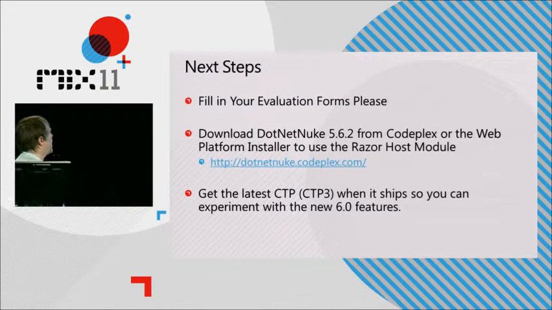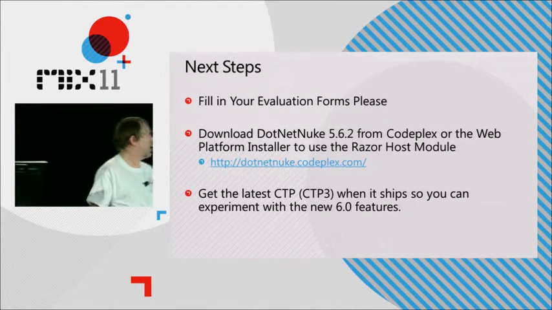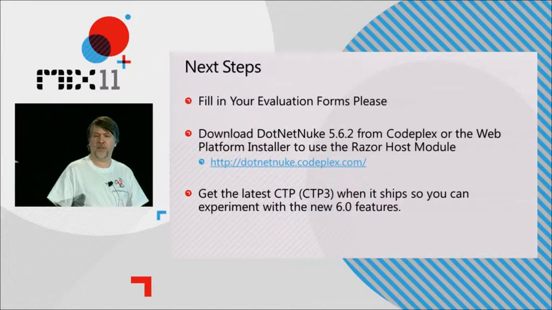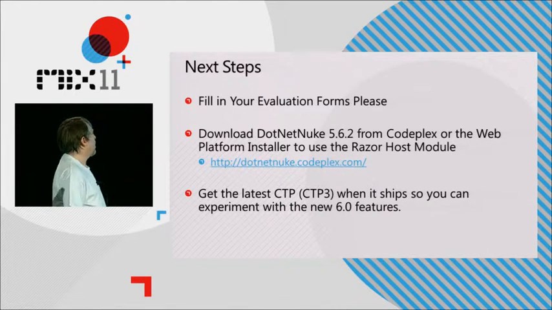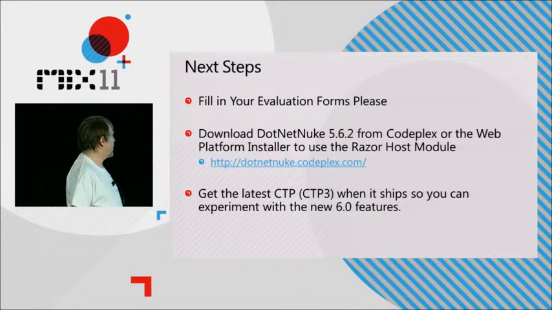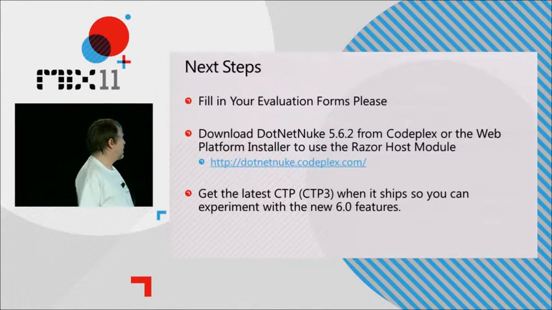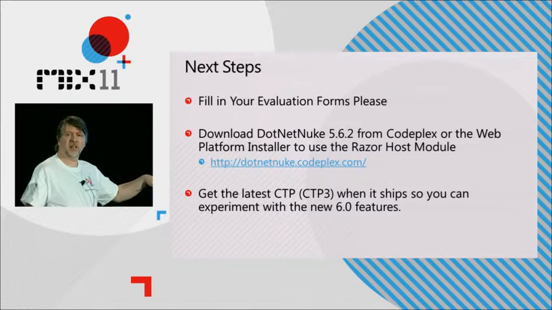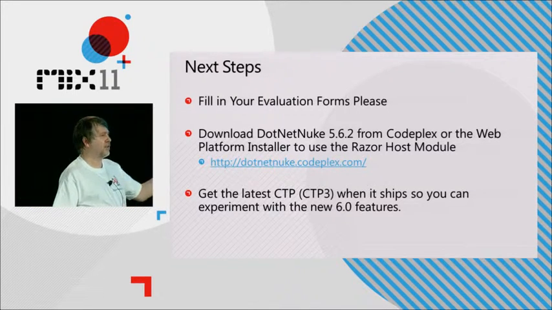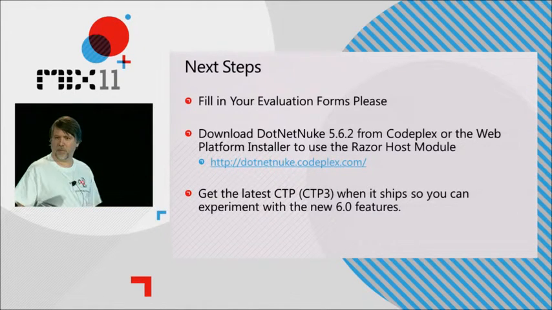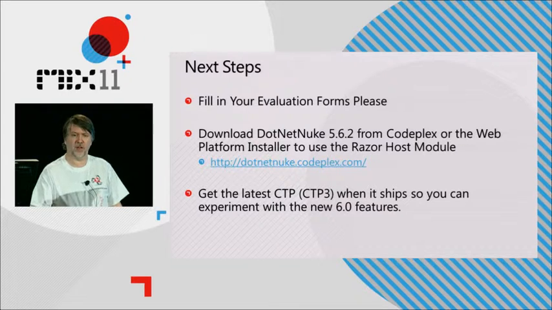And the next steps for you: please fill in your evaluation forms. Download DotNetNuke 5.6.2 from CodePlex or the Web Platform Installer, and you can use the Razor host module today. Or if you want to try and play with the new 6.0 features, then get the latest CTP when it ships. Actually, we just heard today, we won't be shipping CTP 3 this week, which was the plan. We'll be shipping a beta 1 sometime later this month. And so you'll be able to get and play around with all the new features.